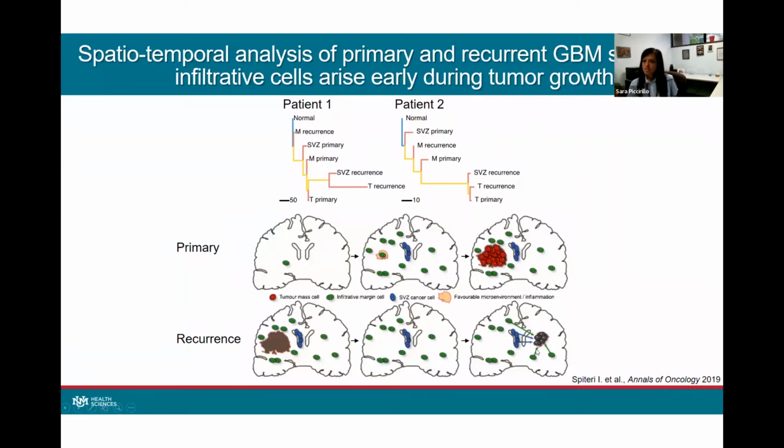So this suggests that those infiltrative cells are really key, and that the infiltrative process happens very early during tumor growth. It's not that proliferation happens first only. There is proliferation of the tumor, but there is also a lot of infiltration. And that infiltration is responsible for seeding the recurrent tumor.